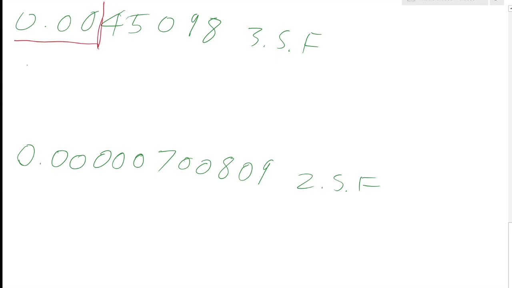Take those zeros off to one side or here below because that's where I'm working. Then it's 450, break there, the 9 is going to cause a round, so it's going to be 451 to 3 sig figs.